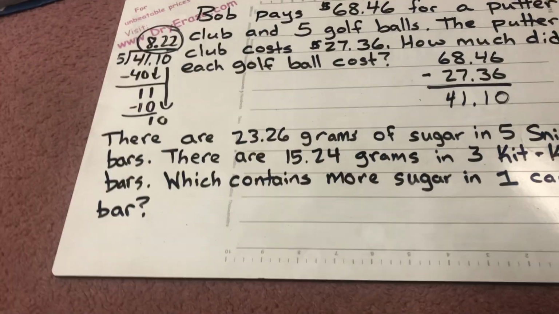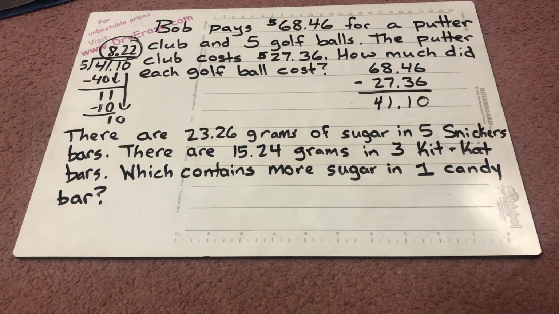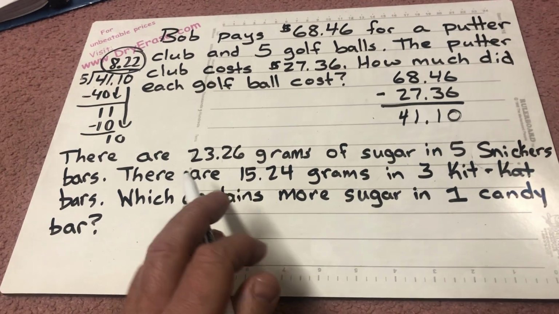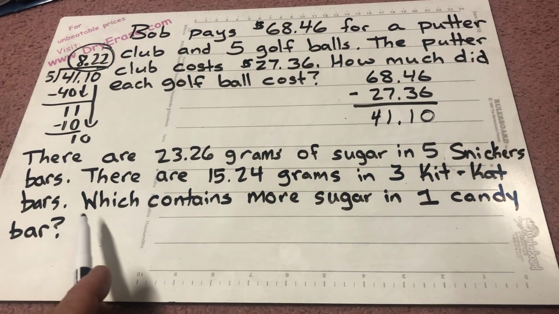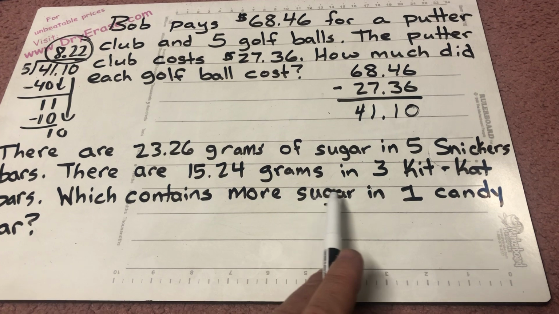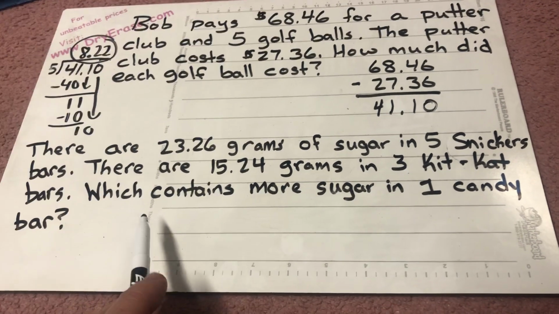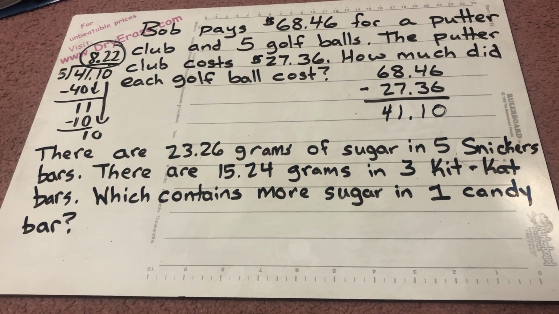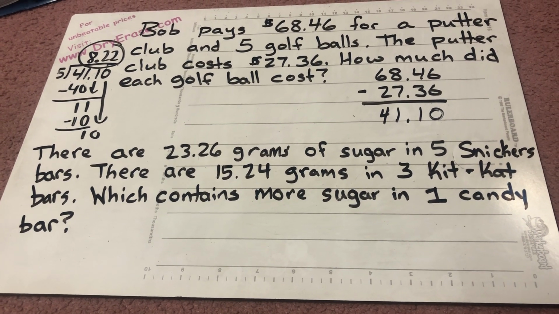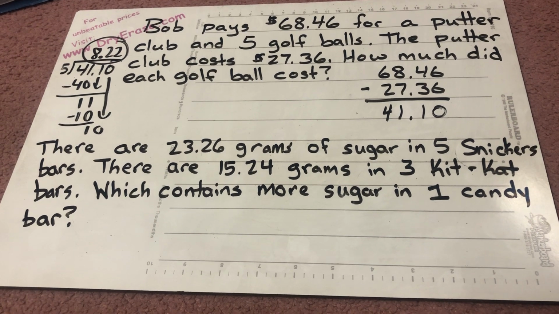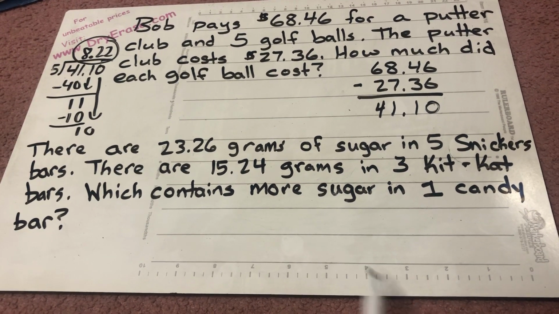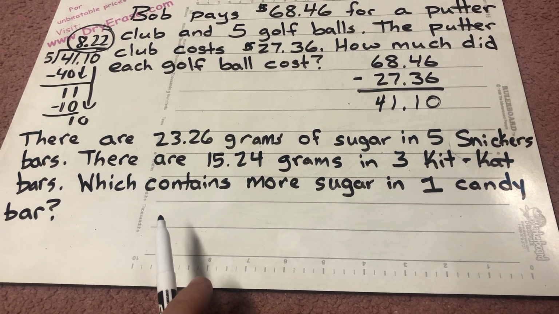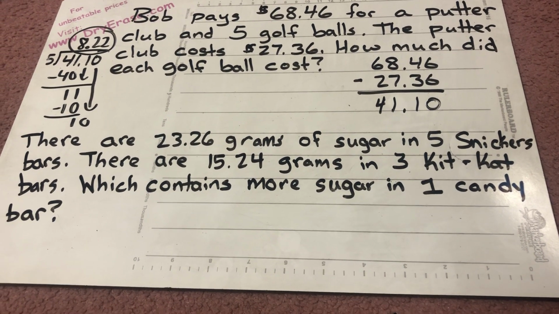All right, next one. There are 23 and 2,600 thousandths grams of sugar. This is not money anymore. In 5 Snickers bars. There are 15 and 2,400 thousandths grams in 3 Kit Kat bars. I don't know whether this is accurate. They're just numbers I came up with, so do not quote me on the actual grams of sugar in Kit Kat and Snickers bars. These are just numbers to make the problem work. So I kind of say that as a side note. Which contains more sugar in 1 candy bar?